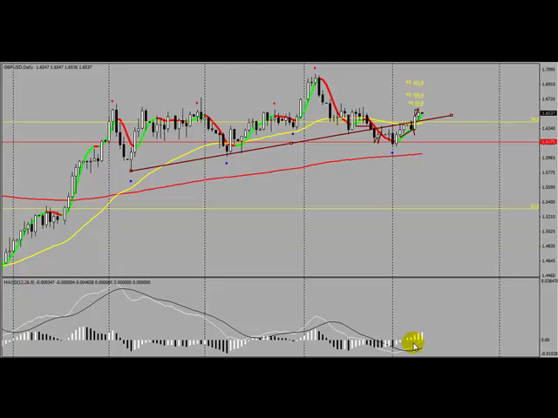MACD here is on the waterline, still saying that this trend is overall neutral. We're still in an overall larger channel. So let's go down to the 1 hour chart.